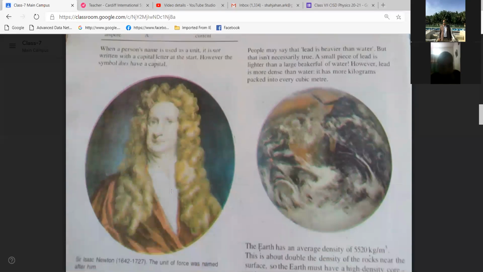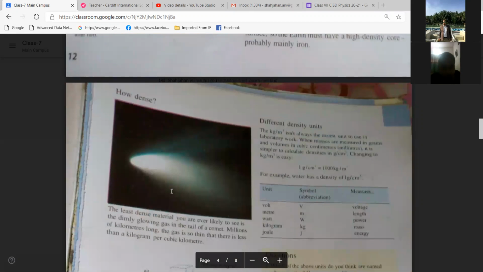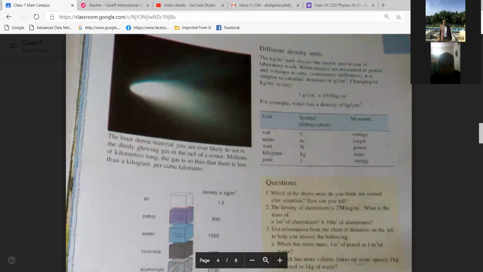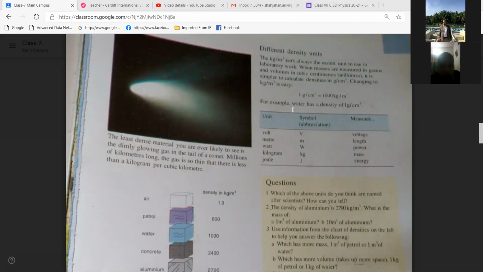So we have all this. You see, we already discussed this: 1 gram per centimeter cube equals 1000 kg per meter cube. That is the density of water.